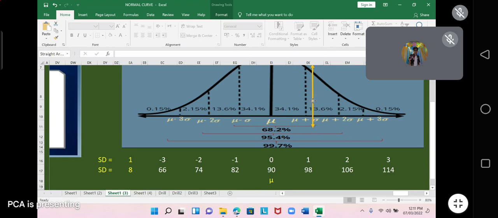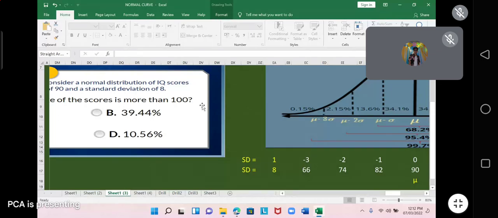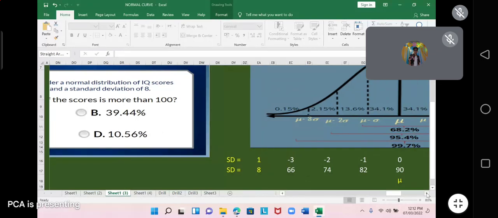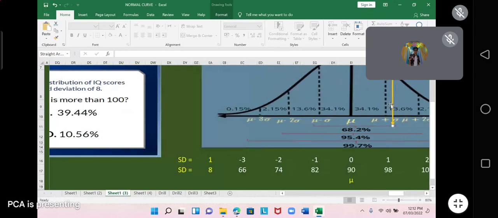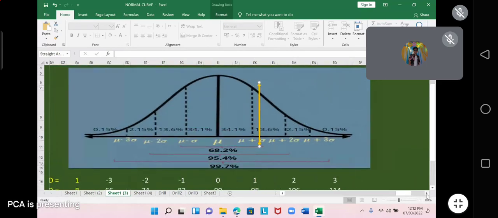So 100 is here. Okay. So we're talking about the area here over 100, no? So again, it's more than 100. So you're not talking about the less than, no? Less than 100, but it's more than 100. So it's easy, no? Okay, what are you going to actually do?